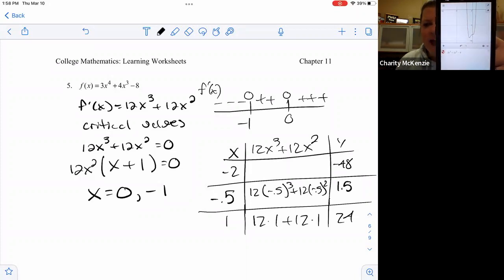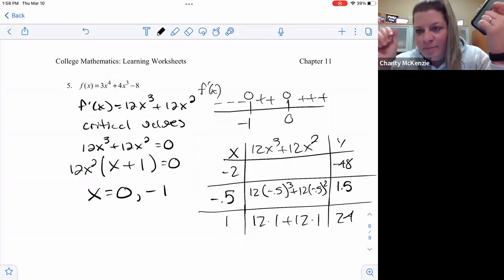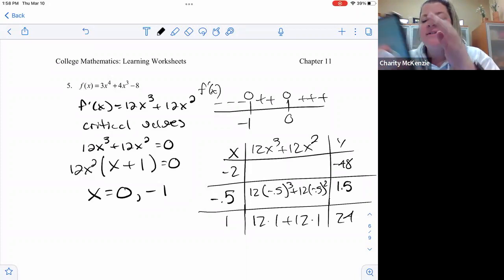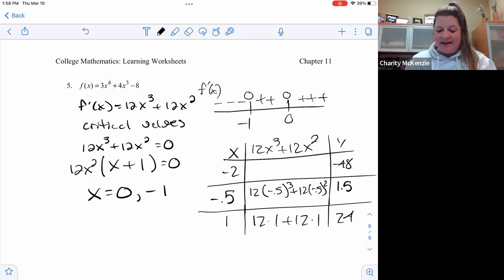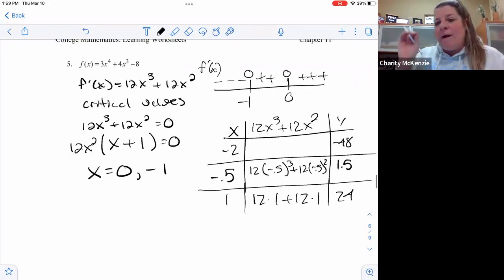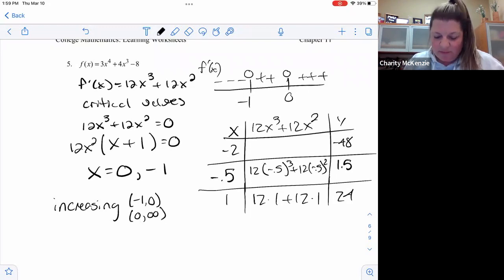So can you see why we have that? You know, it's positive, positive, but it has a little hiccup there. That's why we have that other critical value with it. Because it's a fourth power, it still goes up and then up again, but it kind of looks like that. So when we go to answer where it is increasing and where it is decreasing, we would say increasing from -1 to 0, and also from 0 to infinity. We say both of those, okay?